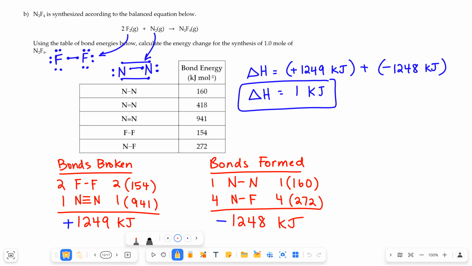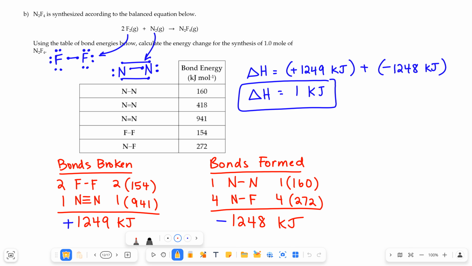So there should have been single bonded nitrogen and 4 single bonded nitrogen fluorines. That gives me 1,248 kilojoules, but that needs to be negative or exothermic. Energy is released when the new bonds form. So overall, the energy change is the sum of these 2 processes. One endothermic, positive. I have to add energy to break apart my reactants, and then I release energy when my products are formed. On the product side, it's negative, exothermic.